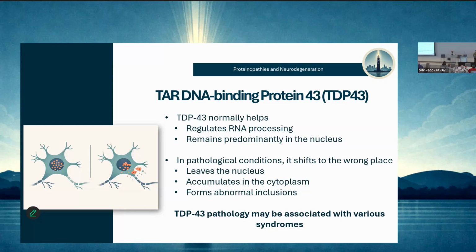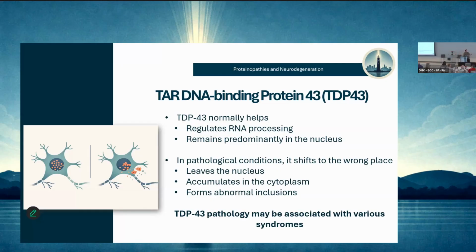So RNA is what is made from DNA, and then RNA is eventually made into protein. TDP-43 is very important for regulating or helping control proper RNA processing. And TDP-43 is usually located in the cell nucleus, or in the center of the cell. But it can occasionally accumulate elsewhere.